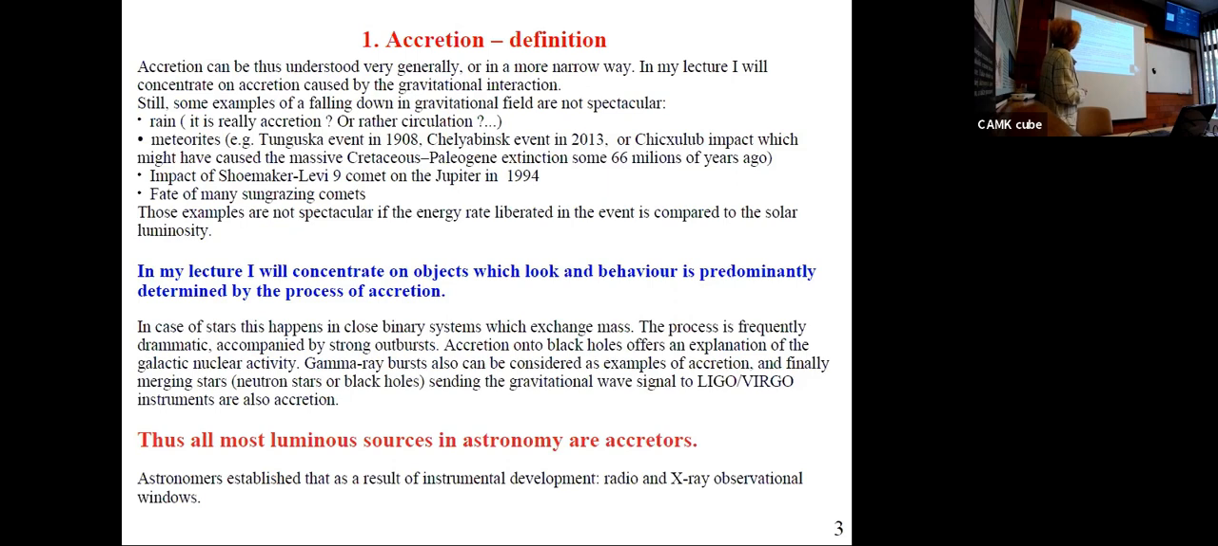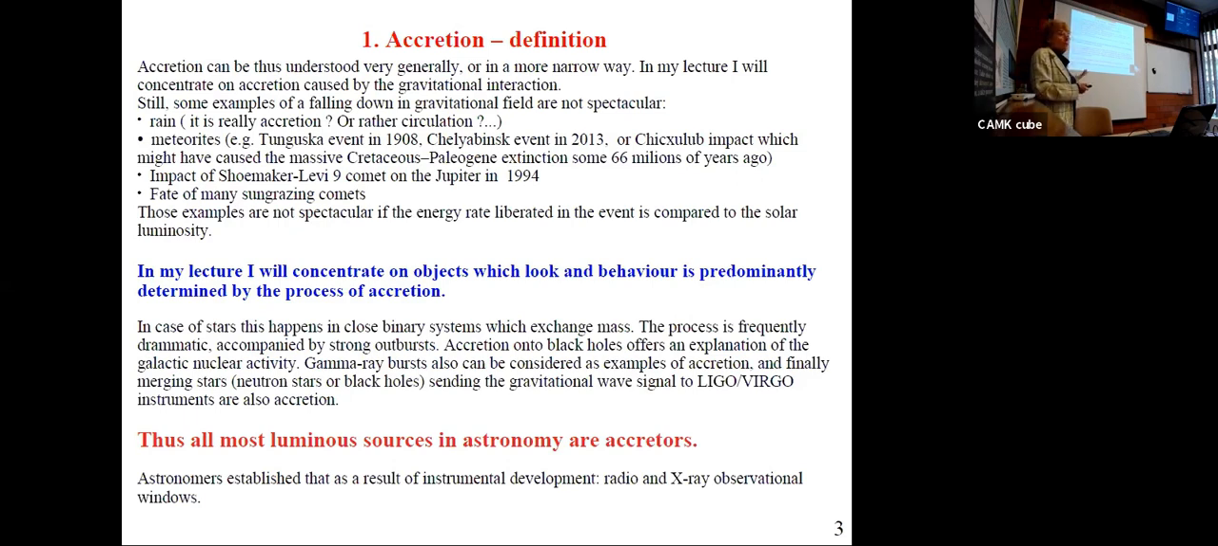There are also impacts on Jupiter. This was a spectacular impact in 1994, this Shoemaker-Levy comet. And nowadays we observe many comets which are sun grazing, so they pass very close to the sun surface, and some of them actually fall into the sun. So this is also a kind of accretion.